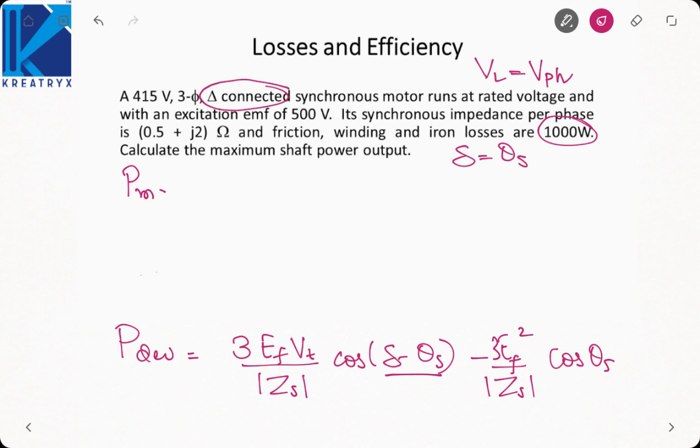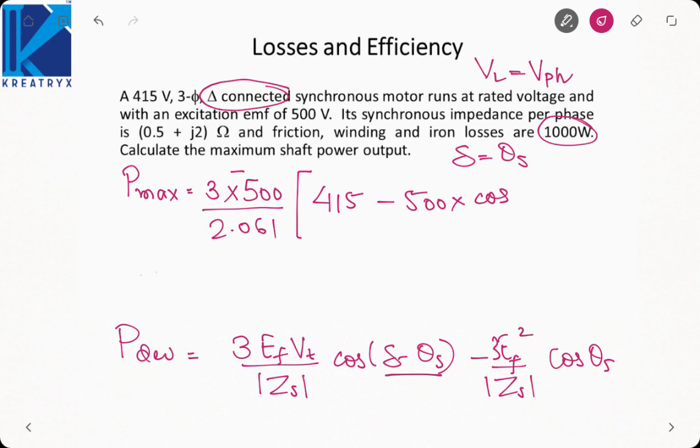So what is P max? 3, let us take out common. EF can also be taken common. Zs, which is 2.061, can be taken common. So the first term is Vt, 415, minus EF into cos of theta s. Theta s we just now derived as 75.963. So this power comes out to be 213.75 kilowatt.